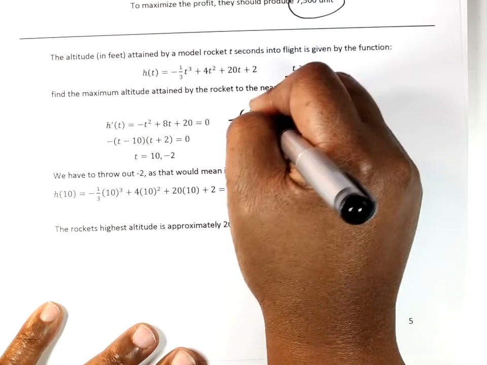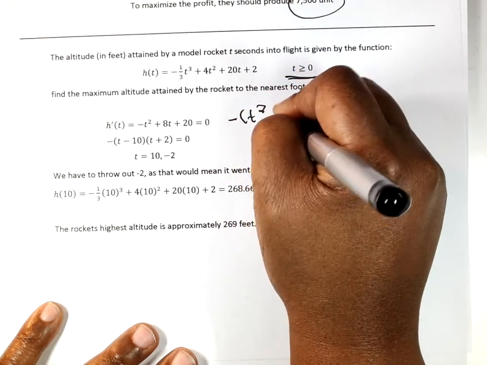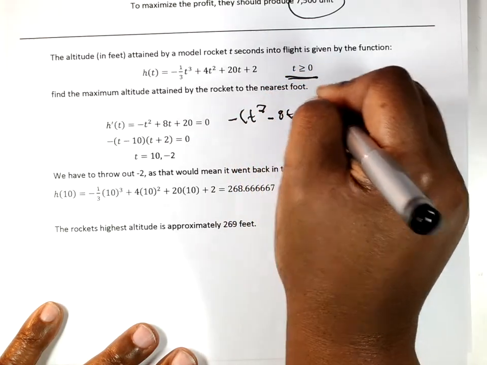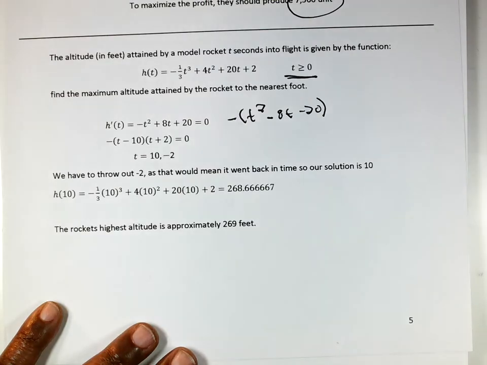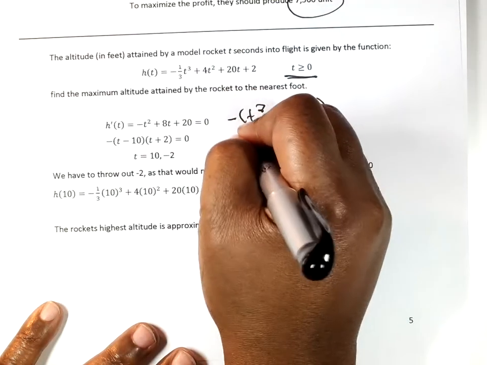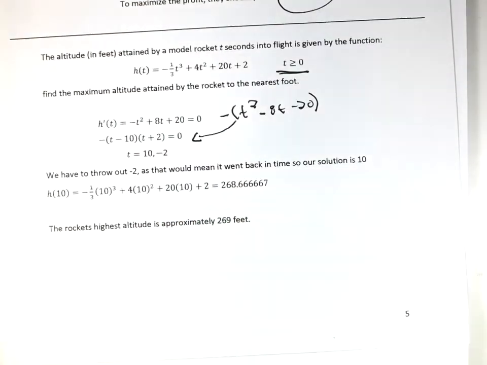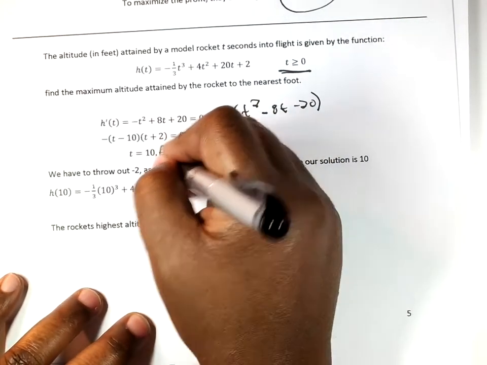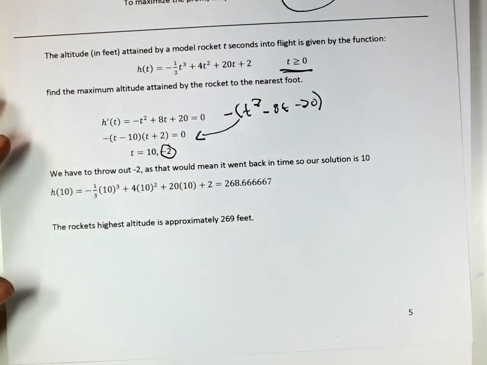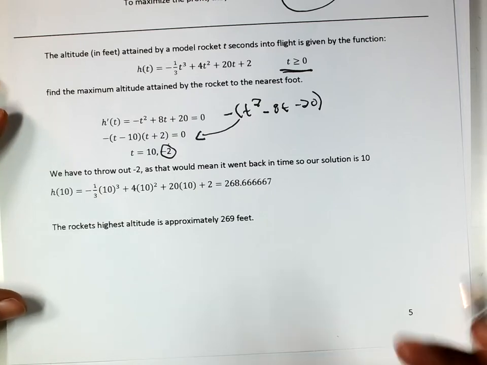I factored out that negative value because I can't factor when there's a negative. So my first step was to think of it like that, and then I go and factor it, and it factors to t minus 10 times t plus 2. So when we solve those, we get 10 and negative 2. This is a nonsense answer. And the reason it's a nonsense answer is because we can't go back in time 2 seconds.